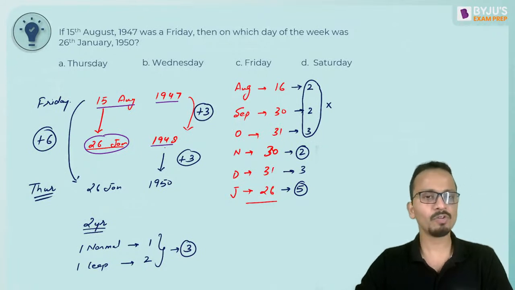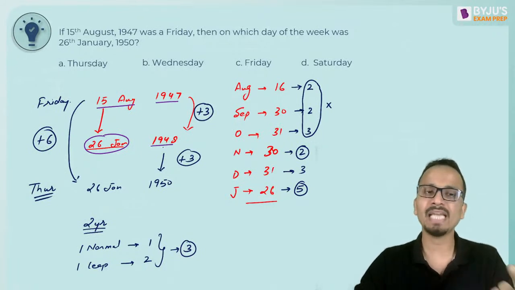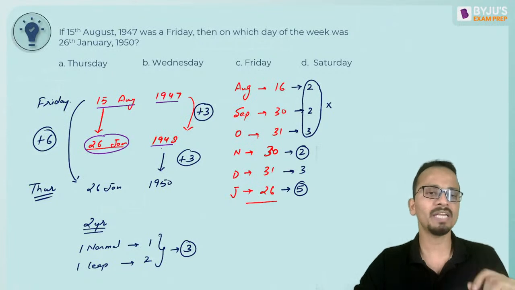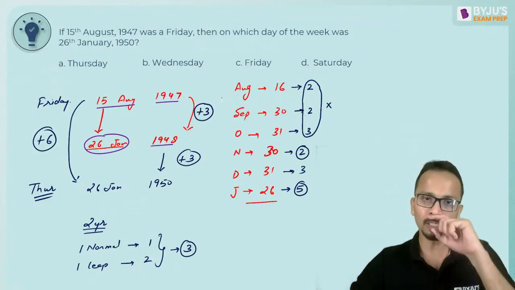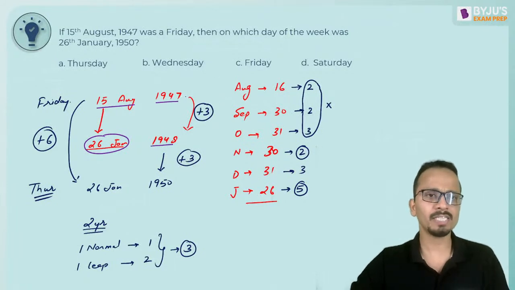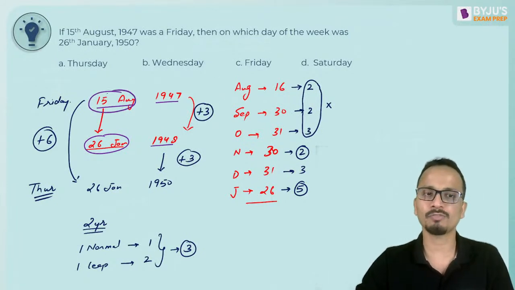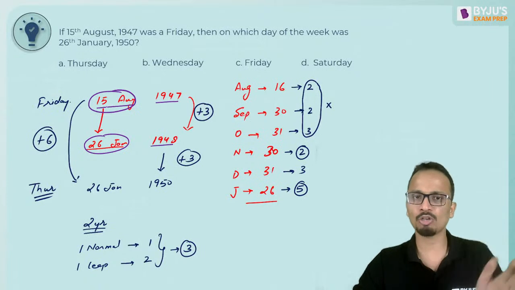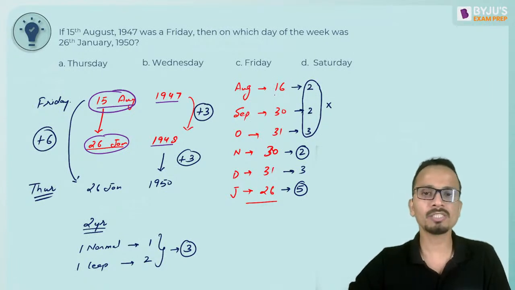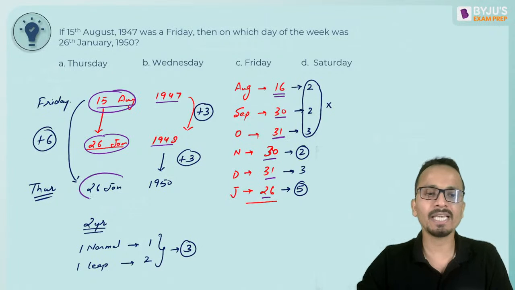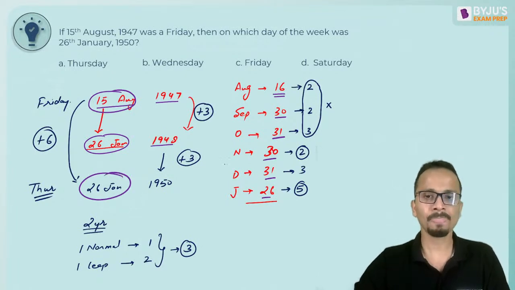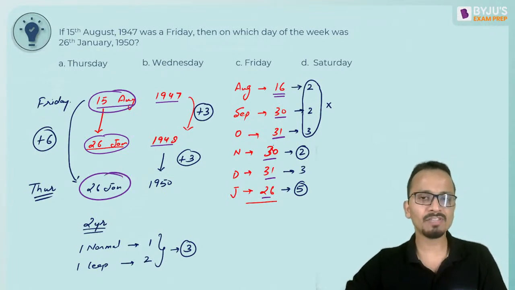Now here we'll have to find out how many days have been added to 15th August to obtain 26th January of the next year. So in August, total there were 31 days, out of which 15 days are already over. So in August, 16 days are left. Then for September, 30 days, complete September, October, November, December, and 26 days of January. Now I have these many days.